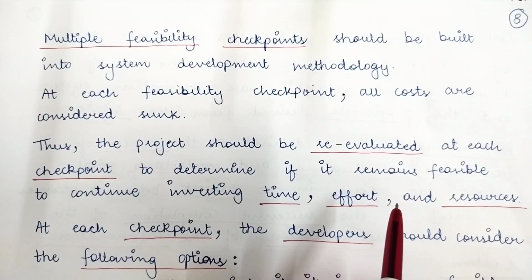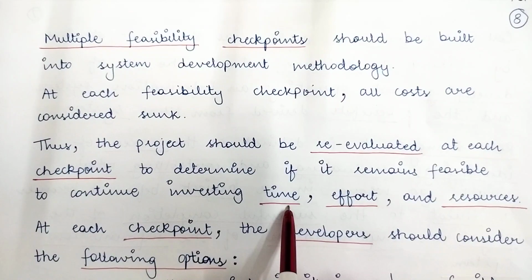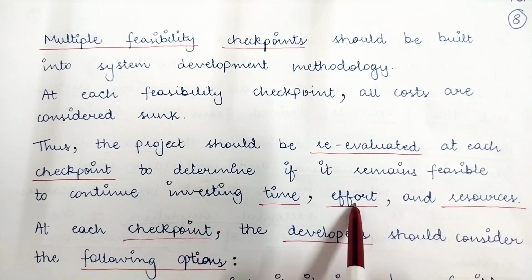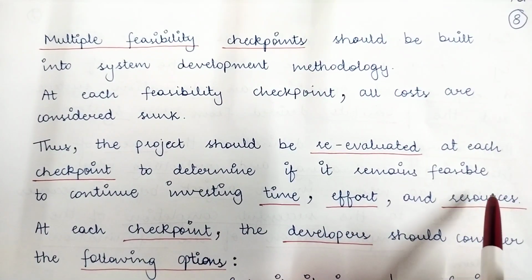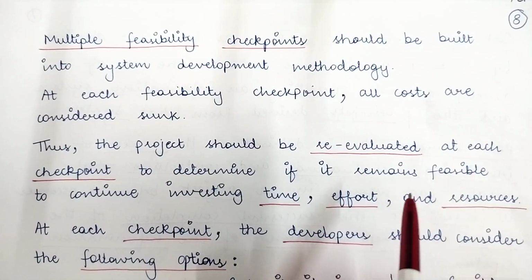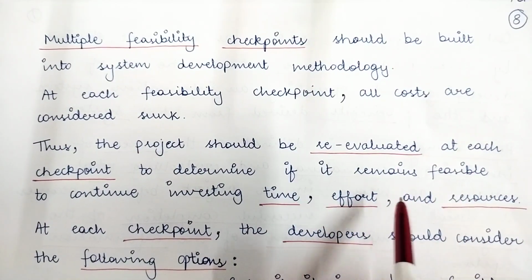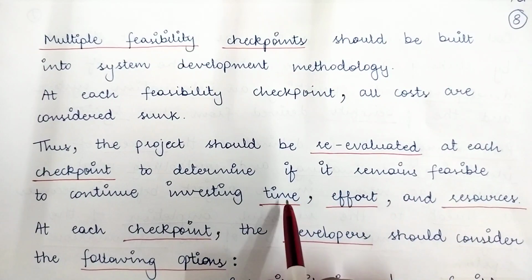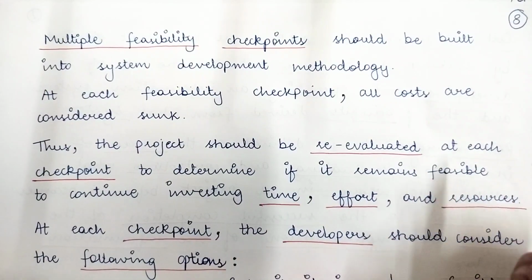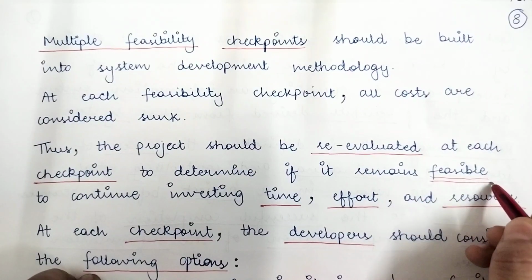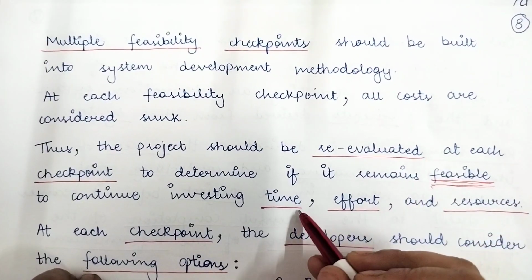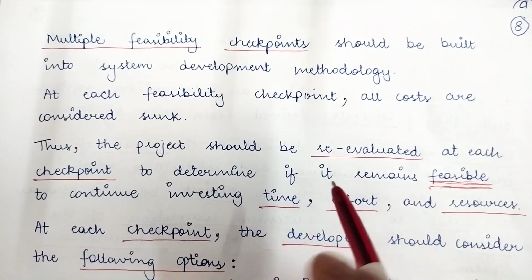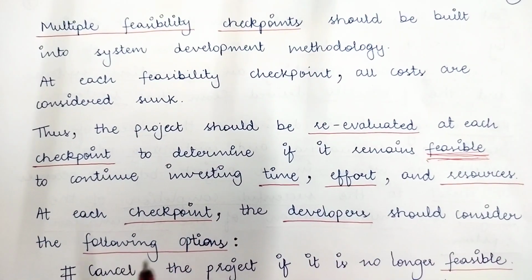See, you are not just investing your money, you are investing time for a particular information system. For the development of a particular information system, you are investing the efforts of so many people and so many resources go in for the development of that system. So whether it is worth it to put all that time, effort and resources into that system, this is what you check in the feasibility study, how feasible that system is. Will it be feasible enough? So this all has to be checked at various phases and rechecked every time.